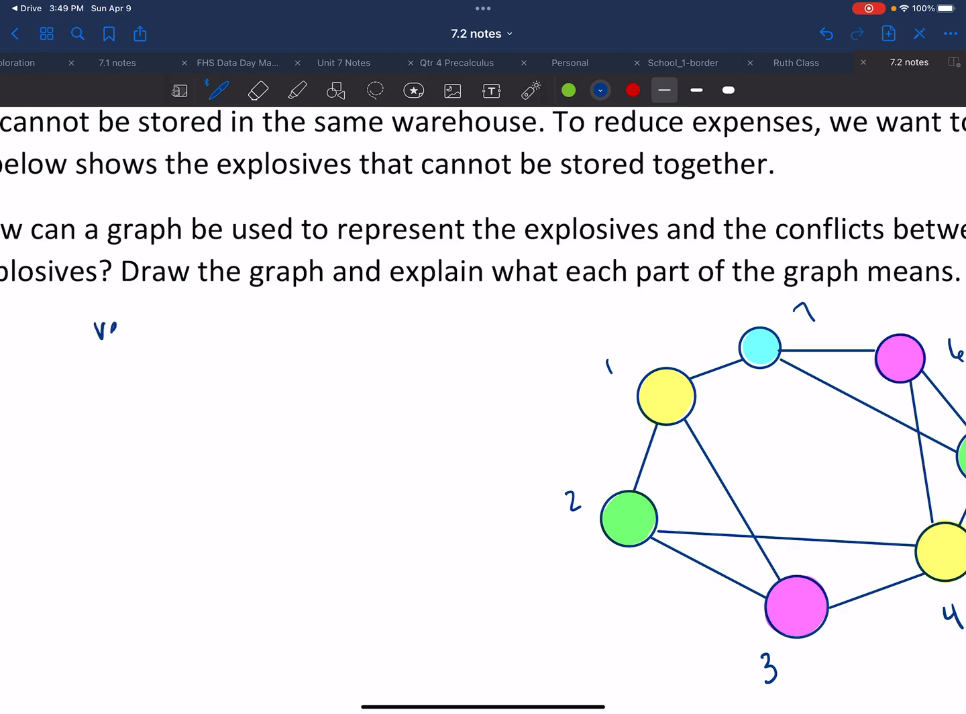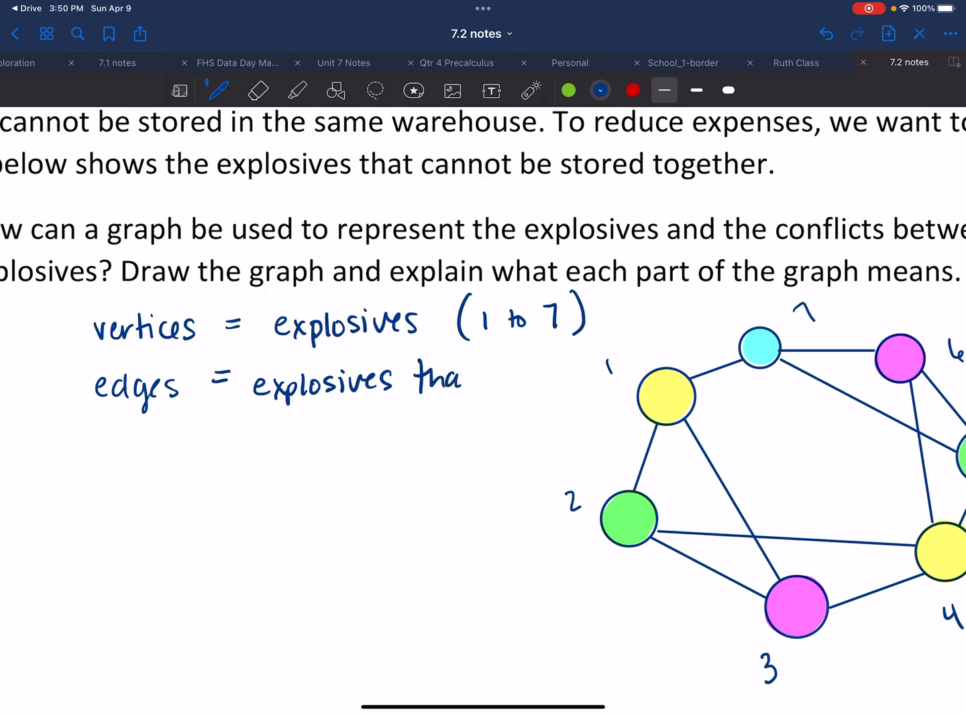So our vertices are our explosives, and that's 1 to 7. And then our edges are explosives that should not be together. Explosives that should not be with another.